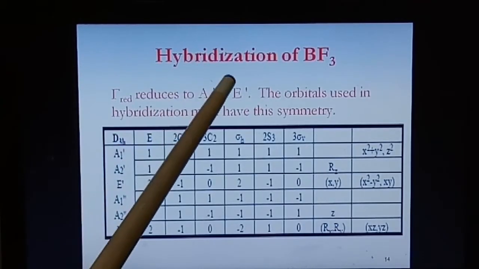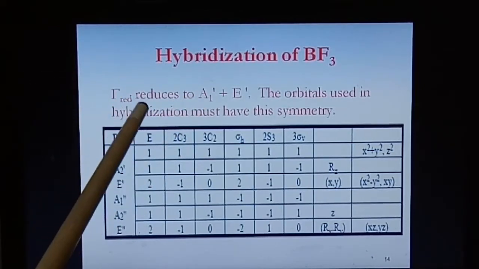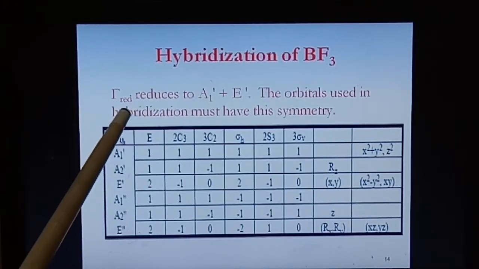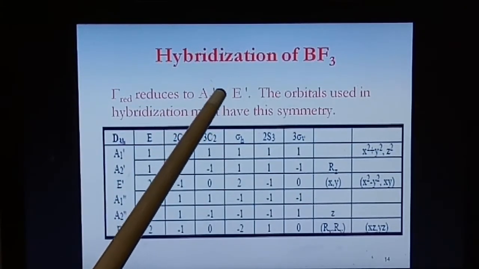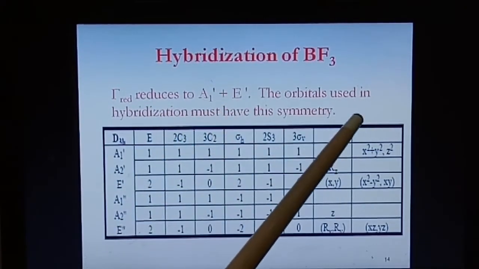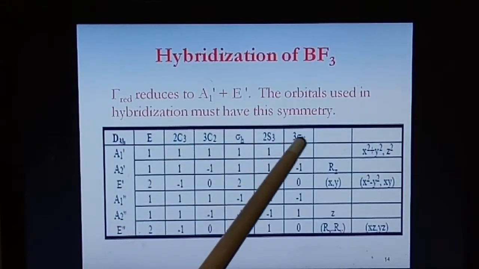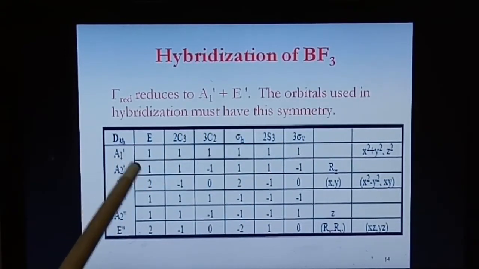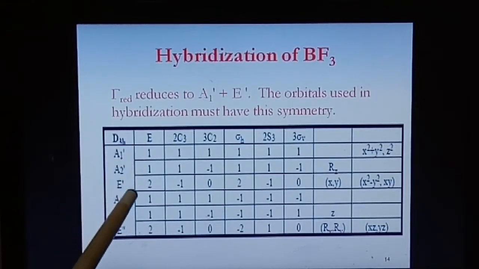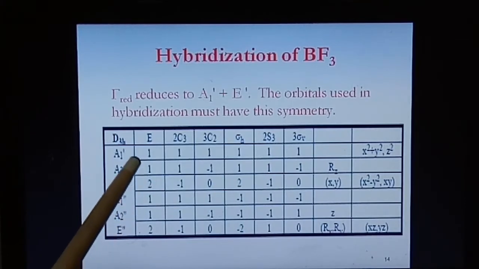If we reduce the reducible representation, then Γ reduces to A1' plus E'. The orbitals used in hybridization must have this symmetry. So A1' and E', these two irreducible representations, belong to the symmetry.